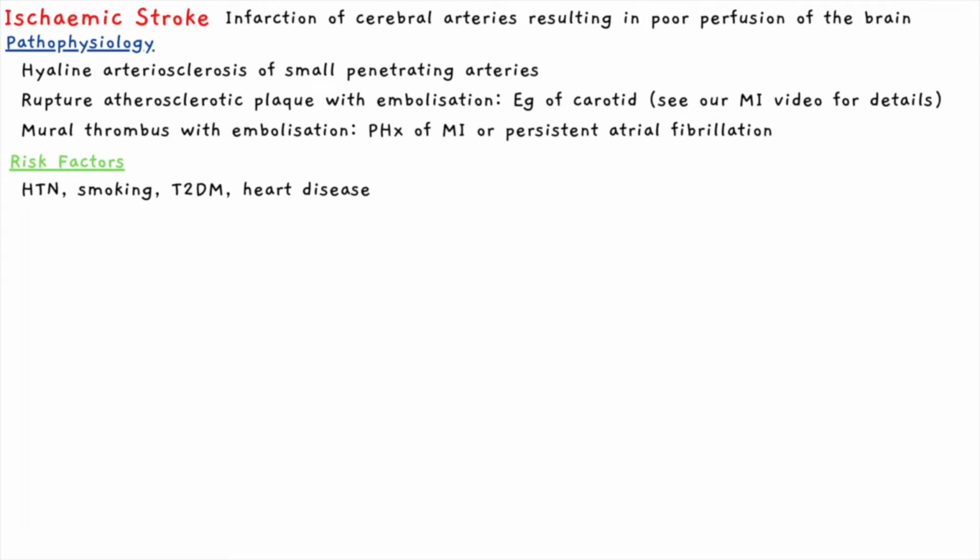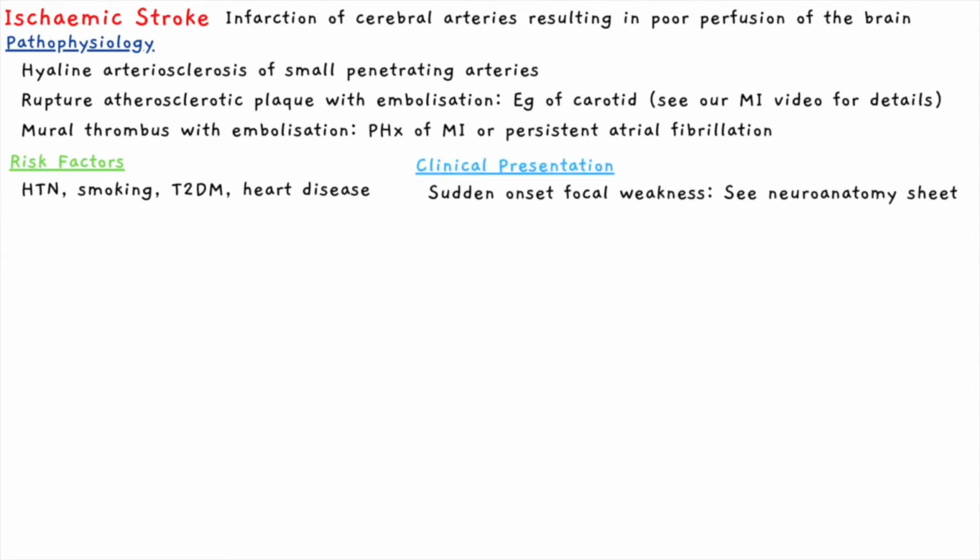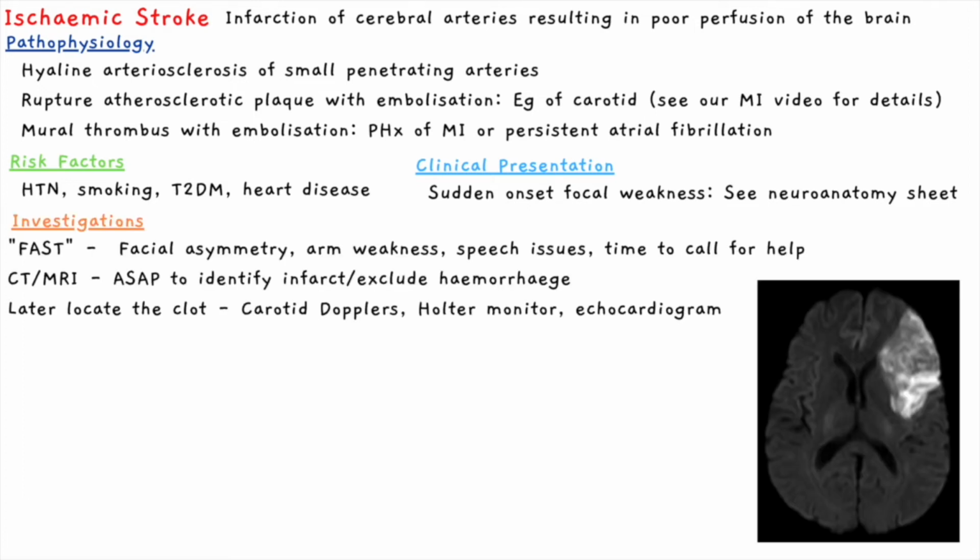So the risk factors are hypertension, smoking, type 2 diabetes, and heart disease. Clinical presentation is a sudden onset focal weakness. The specific type of weakness will depend on the area affected. If you want to learn more about the function of the different parts of the brain, please see our neuroanatomy sheet for further detail.